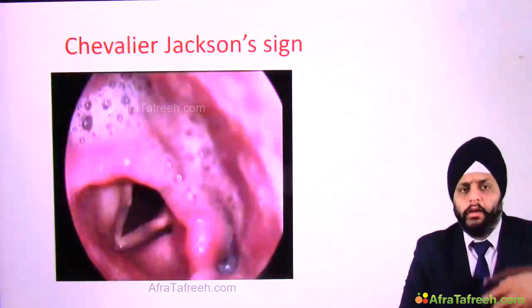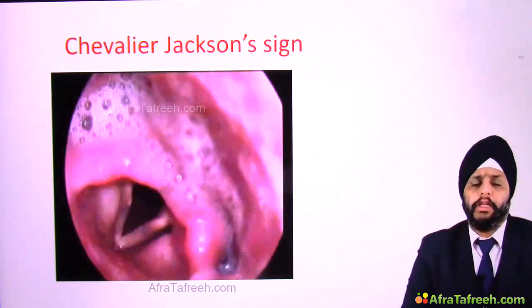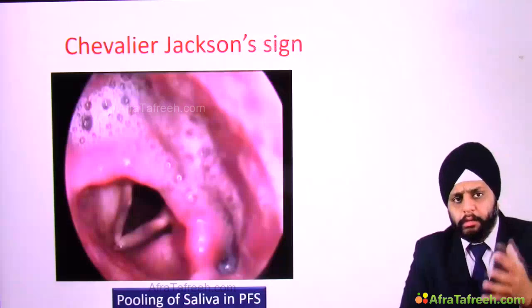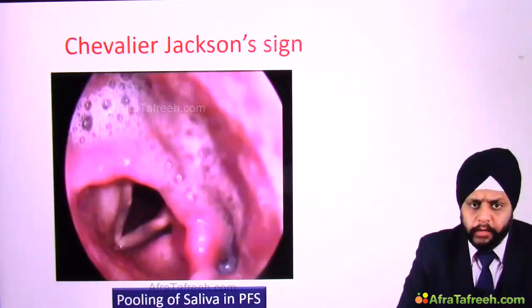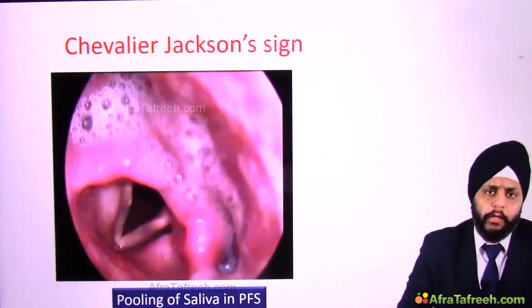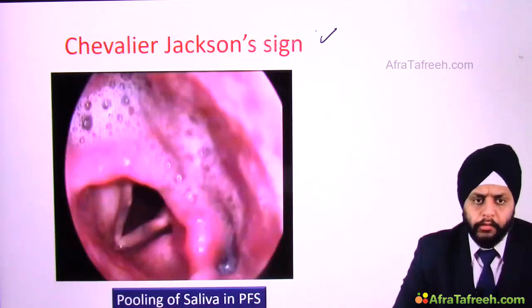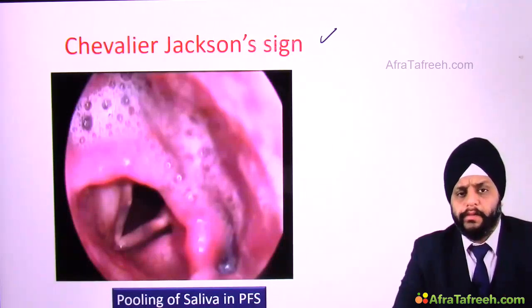Next, we can also see pooling of secretions in the pyriform sinus. That is because of the blockage of the digestive pathway. That is known as Chevalier-Jackson sign, right? So this sign is known as Chevalier-Jackson sign.